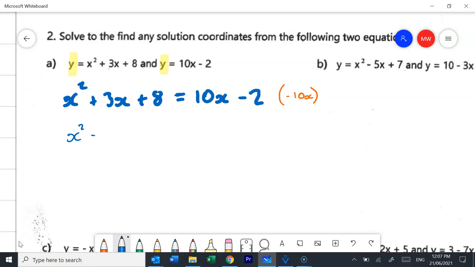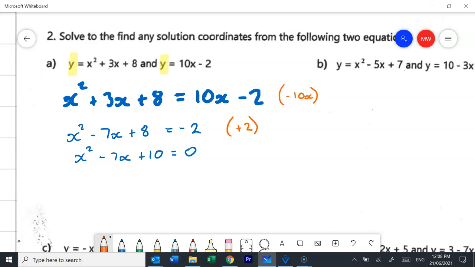And then I'll end up with minus 7x. And then I'll add 2 to both sides. So I'll end up with x squared minus 7x plus 10 equals 0. Okay, so now that I've got this, I can see that I'm going to be able to use the null factor method on this. So what I am doing is I'm going to factorize this, and I can see that if I start writing down my pairs of factors of the number 10, I've got 1 and 10, I've got 2 and 5, and that's going to work to make a 7, okay?